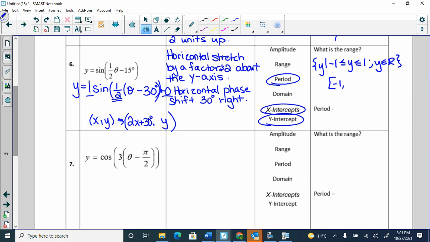Or -1 and 1. And then the period? 720. Yeah, it's normally 360, but I'm stretching it by a factor of 2. So I can either use the formula and go 360 divided by a half, which multiplies by 2. Or I can go, hey, it's 360 and I'm horizontally stretching it by 2, so I'm going to multiply it by 2. So what's that? 720, same thing.